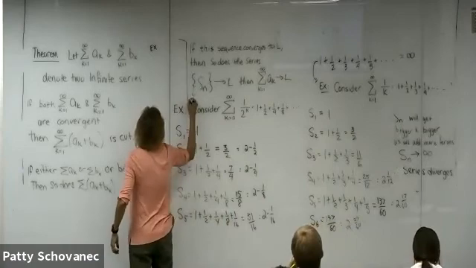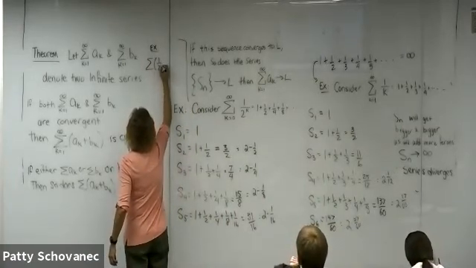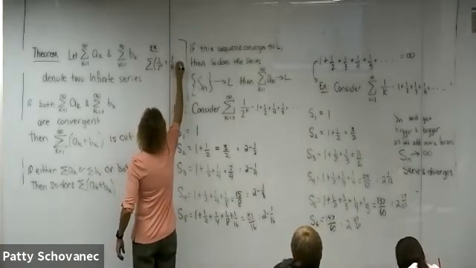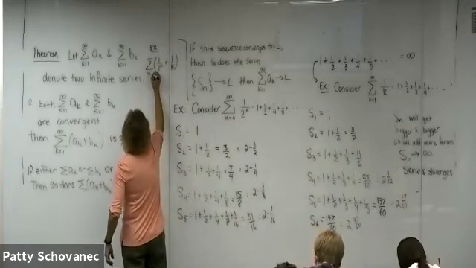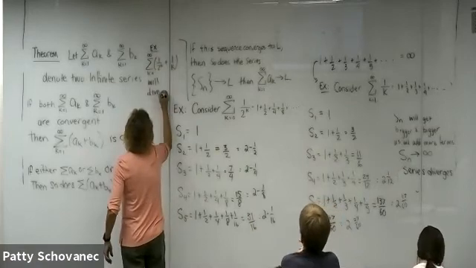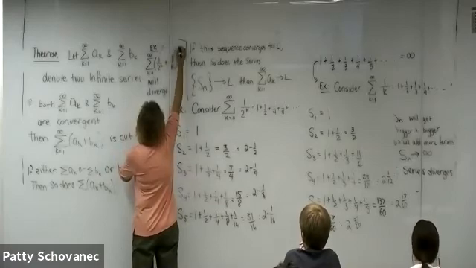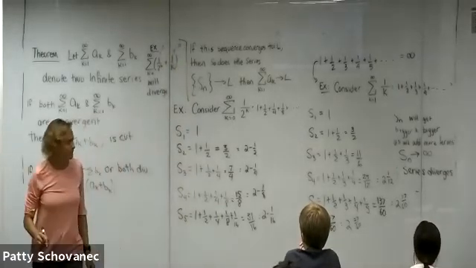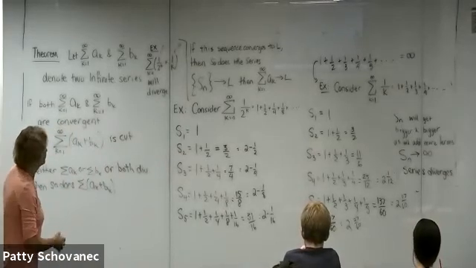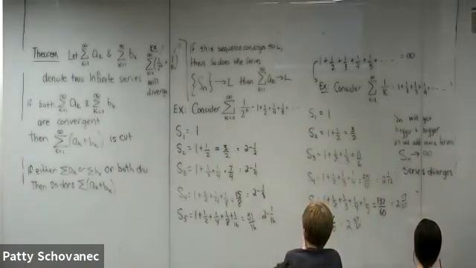So our example right here in this little bitty space, the sequence that consists of 1 over 2 to the k plus 1 over k, will diverge. Even though this part by itself is convergent, this part was the divergent part. That might be helpful later on.